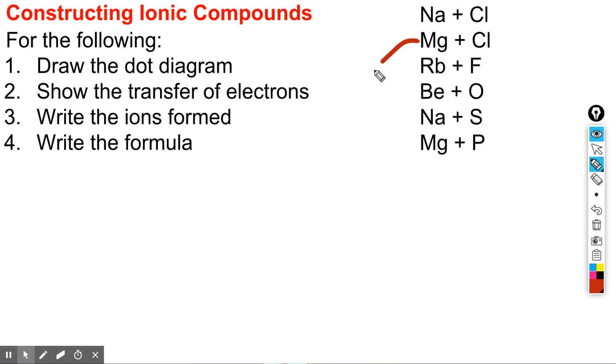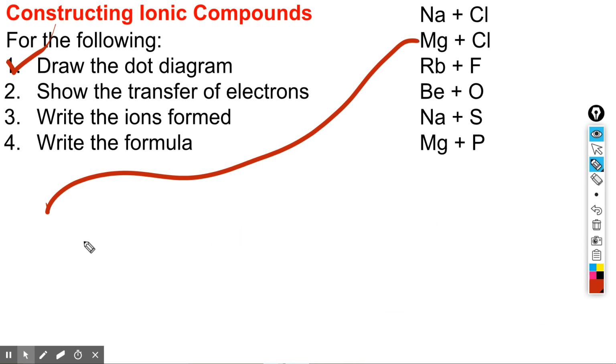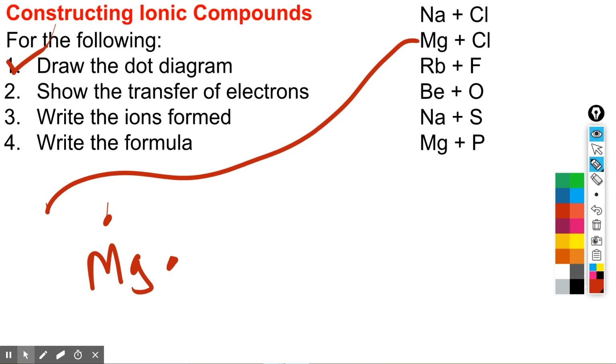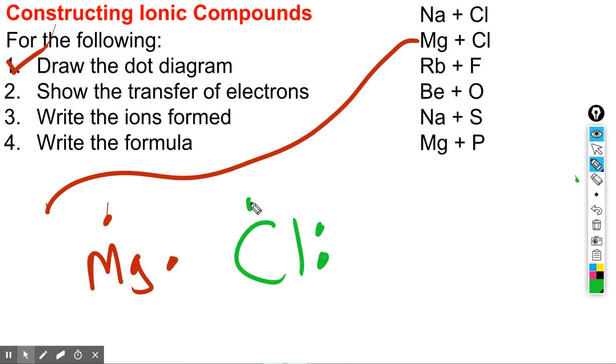Example number 2, magnesium and chlorine. Step number 1, draw a dot diagram. Magnesium is in group 2. Remember, I don't need to go slow because you can pause this, do what you need to do, and then start doing the video. Chlorine is in group 17. It has 7 valence electrons. Magnesium is going to give 1 away right here.